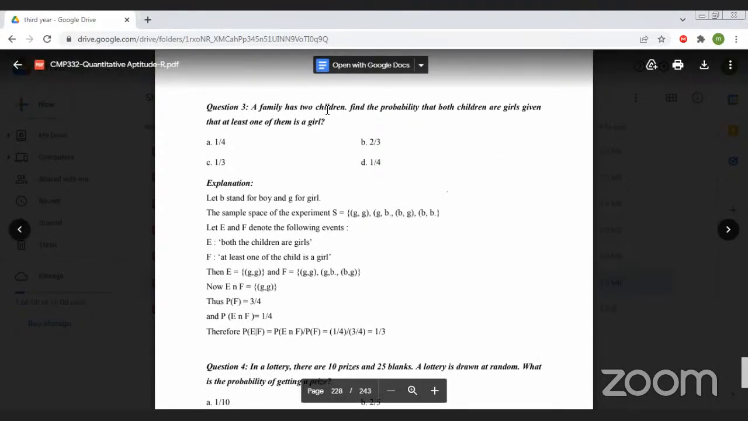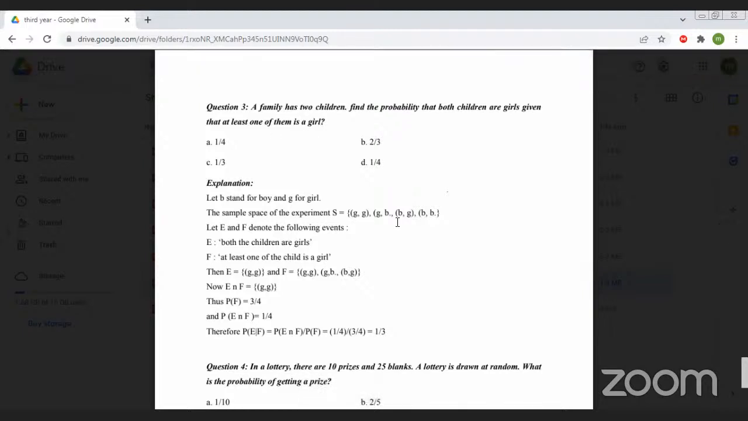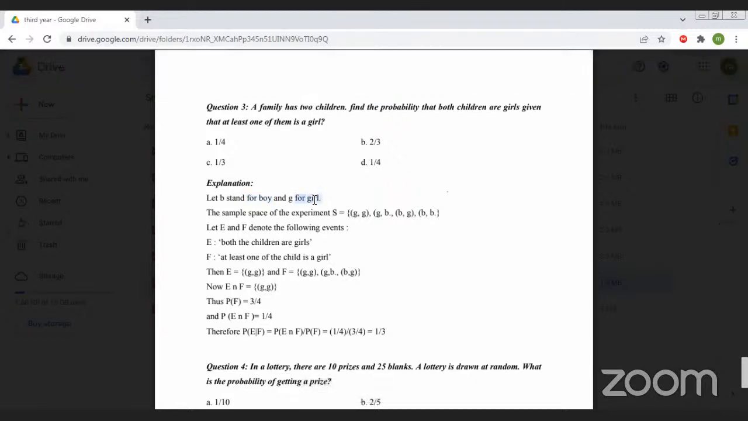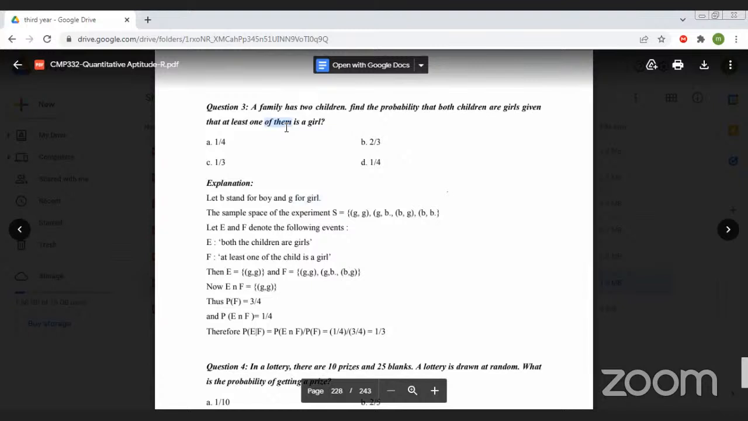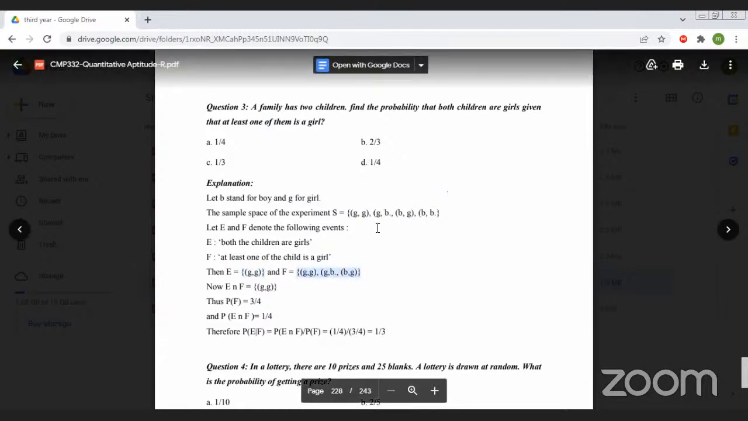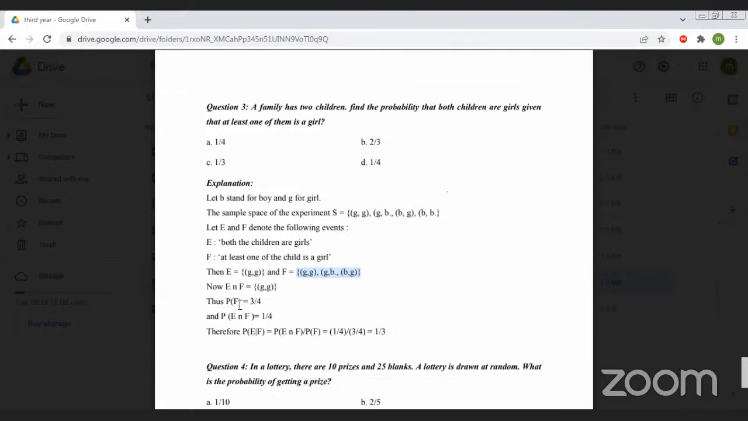A family has 2 children. Find the probability that both the children are girls, given that at least one of them is a girl. Now family has 2 children, so it can be either boy or girl. So sample space will be: girl-girl, girl-boy, boy-girl, and boy-boy. Now your first condition is what? Both children are girls. So it will be only GG. At least one of them is a girl. So all 3 of them will come. So the intersection of this will be GG.